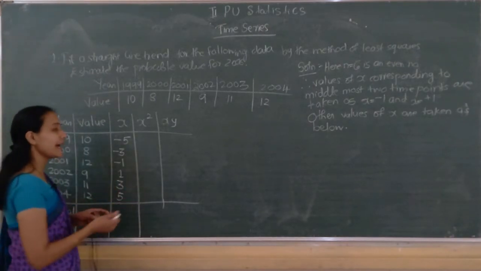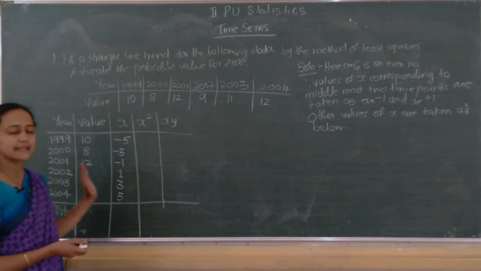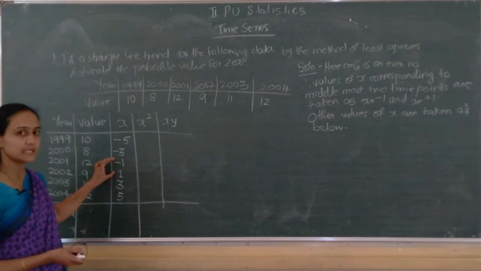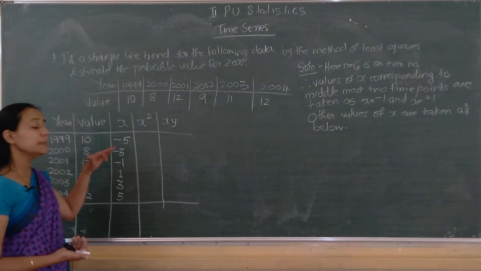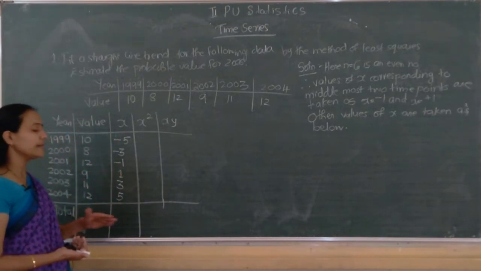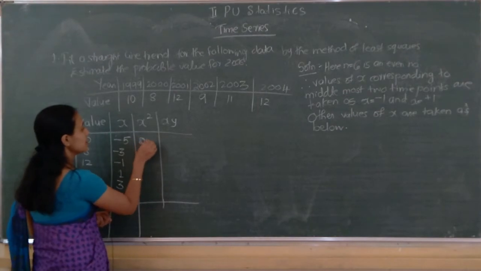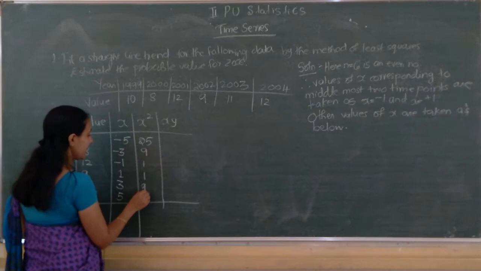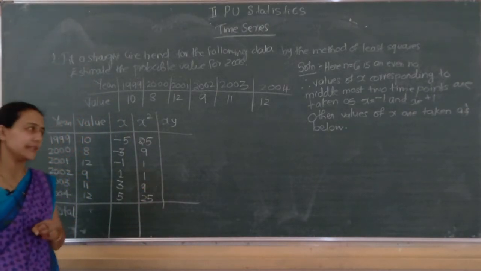For the number of observations, 6 years are there, so it is even, and this is the procedure. The middlemost two time points are taken as minus 1 and plus 1, then minus 3, minus 5, and below 1, 3, 5. Now x square: minus 5 square is 25, minus 3 square is 9, 1 square is 1, 1 square is 1, 9, and 5 fives are 25.